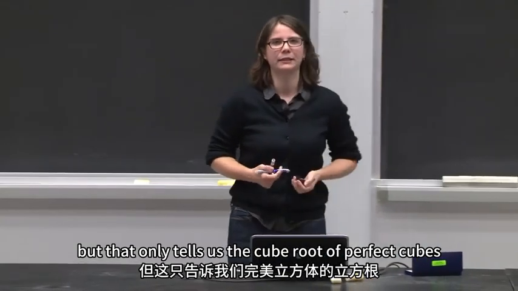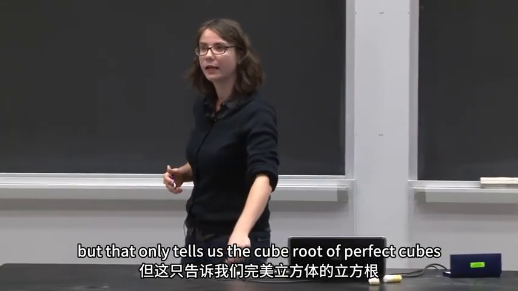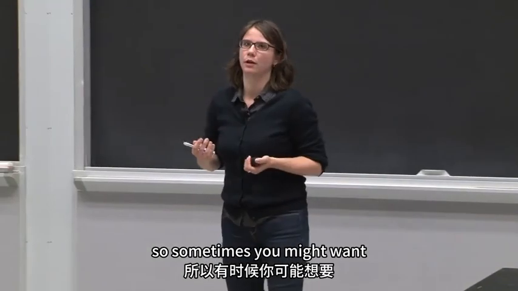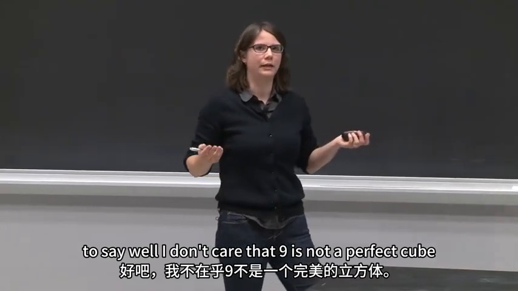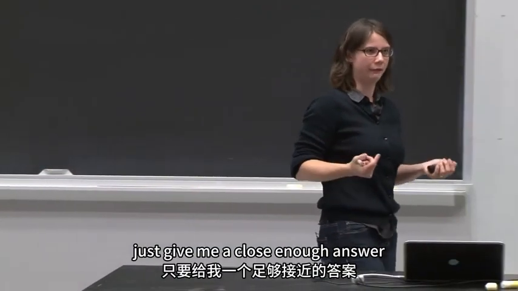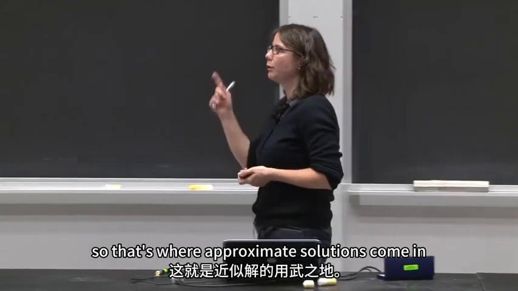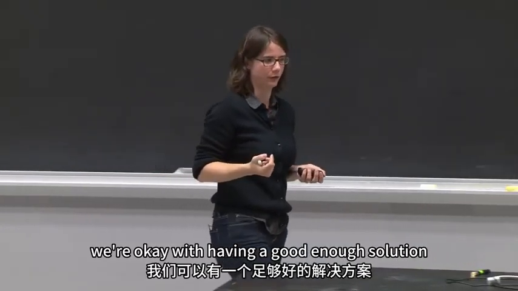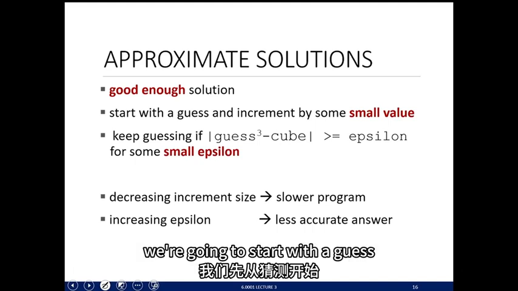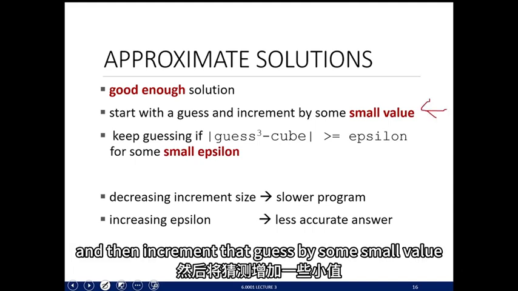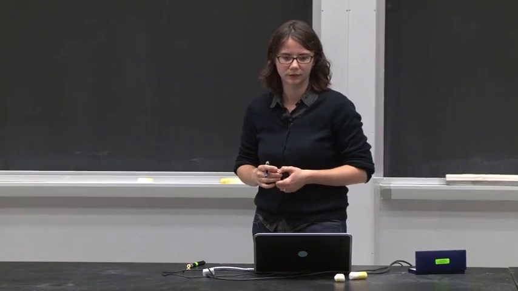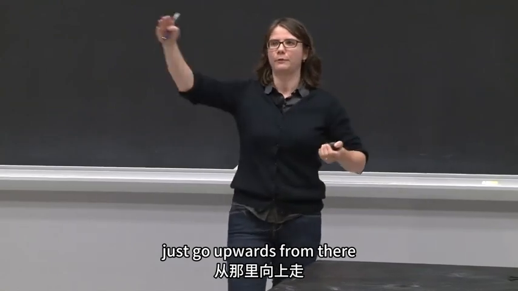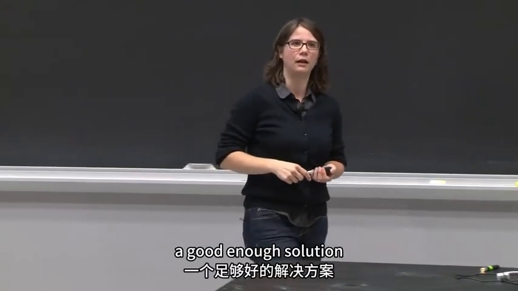But that only tells us the cube root of perfect cubes and doesn't really give us any more information. So sometimes you might want to say, well, I don't care that 9 is not a perfect cube, just give me a close enough answer. Okay? So that's where approximate solutions come in. So this is where we're okay with having a good enough solution. Okay? So in order to do that, we're going to start with a guess and then increment that guess by some small value. Okay? Start from 0 and start incrementing by 0.001. And just go upwards from there, and at some point you might find a good enough solution.